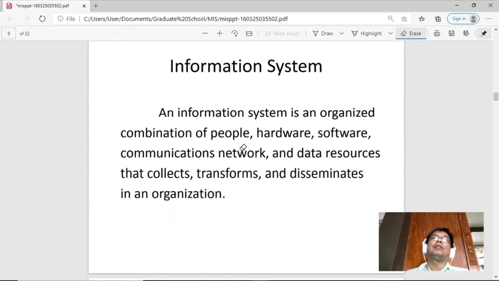Information system. So what is an information system then? An information system is an organized combination of, so these are the parts, the people, the hardware, the software, the communications network, and the data resources that collect, transform, and disseminate information in an organization. And of course, the purpose of this information system, based on the name itself, is to produce information.